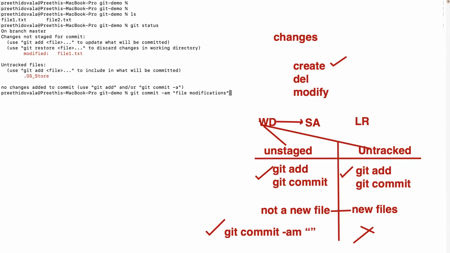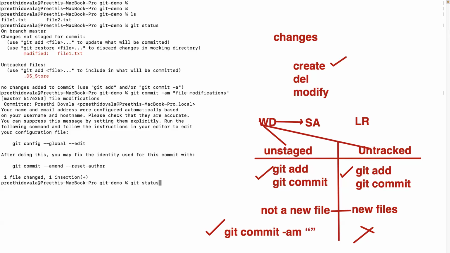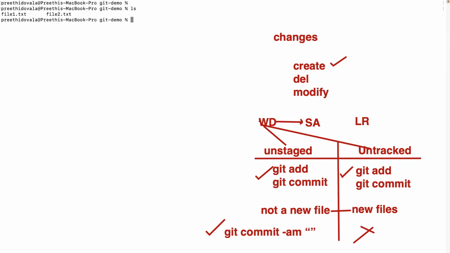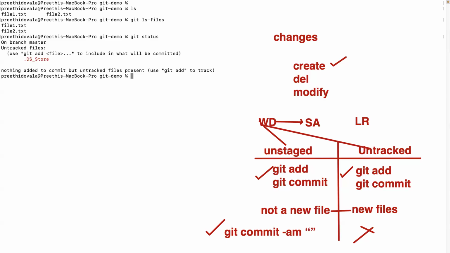Right? Now if you do status, it's clean. Ignore this, I told you, there's a system default file. Ignore it. So how do you know all of those files are in the local repository? See, git ls-files, both the files are there. Understood? And also git status is not talking anymore about file 1 or file 2, which means they were all added.